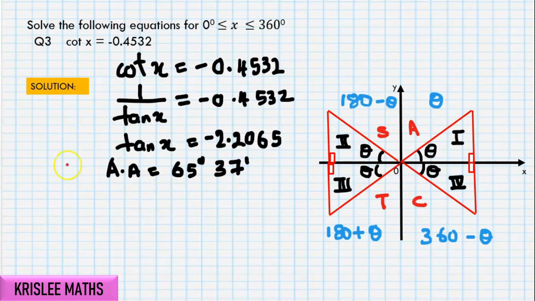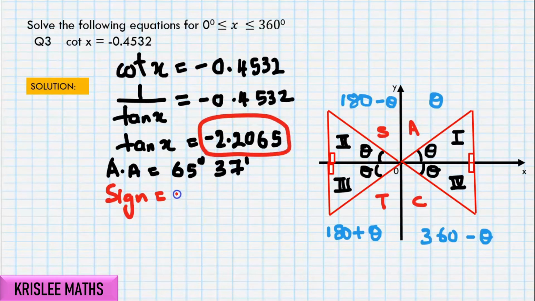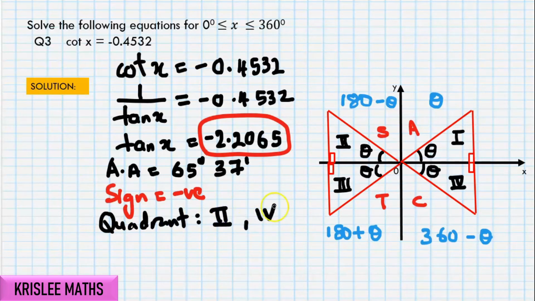Okay, next you have to check the sign. Okay, the sign here is negative. The value here now is negative. So the function tangent will be negative in the second quadrant and fourth quadrant. So the quadrants involved for this question will be the second quadrant and fourth quadrant. Okay, so once you have identified the quadrants, now you can calculate the x.